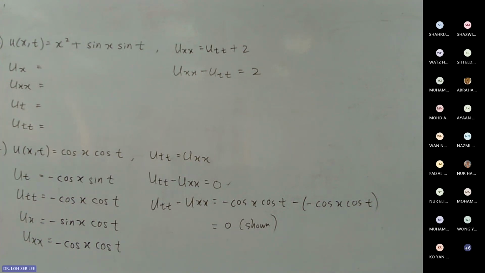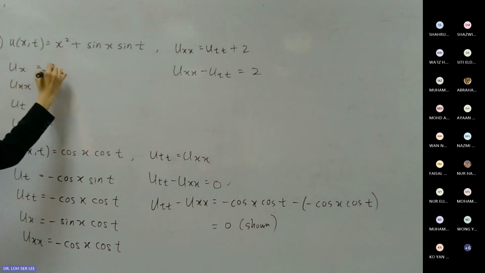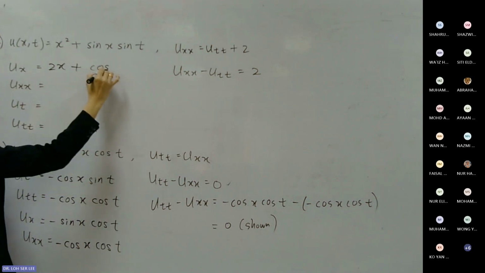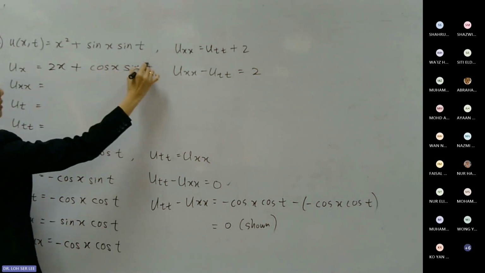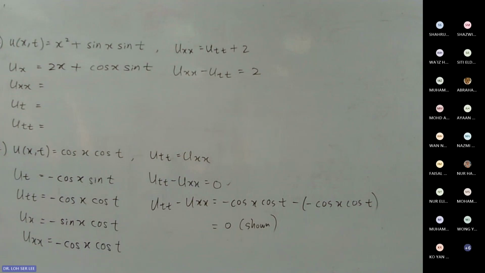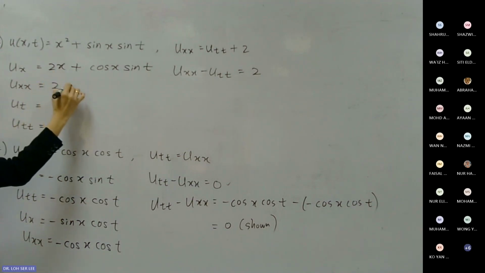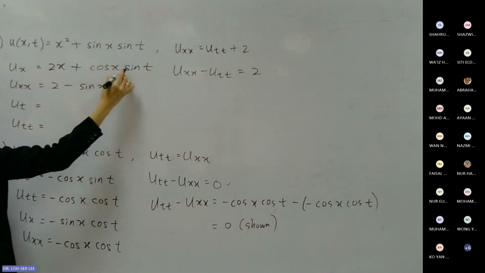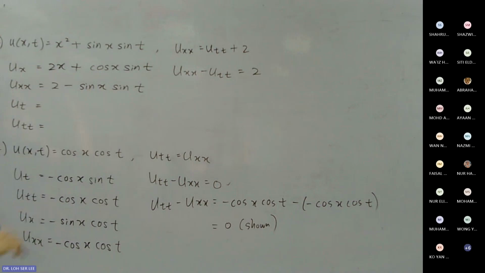Okay, last one, ux. Differentiate with respect to x. So what do we get? 2x plus cos x sine t. Then uxx: 2 minus, this one you get a minus sine x sine t.